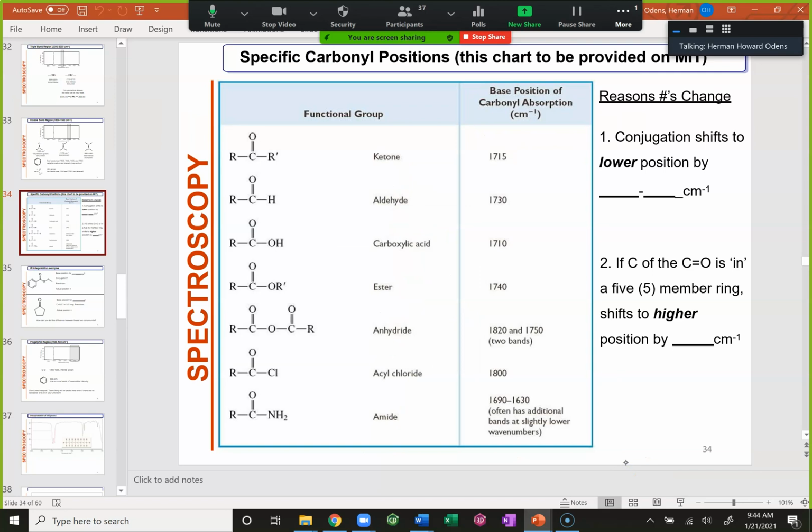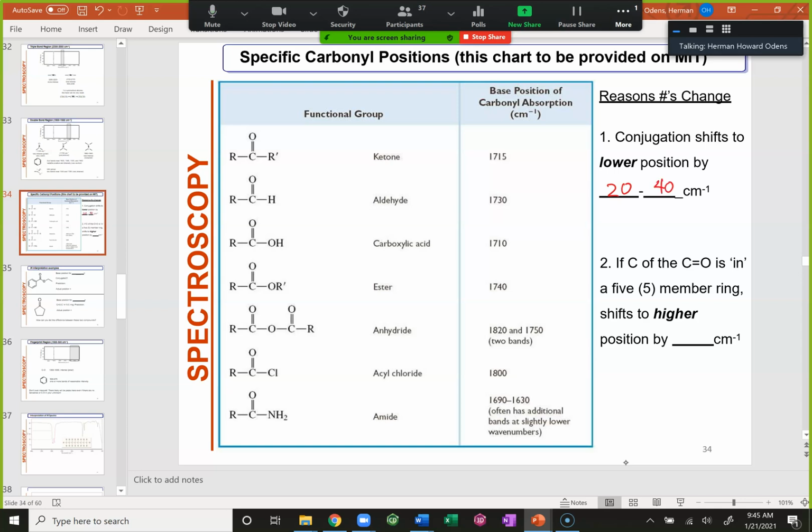This is the thing, though. In chemistry, nothing is so precise and accurate. There's always exceptions, and there's always rules. So here are a couple of rules for the conjugations. The conjugation of carbonyl groups will shift the signal to a lower position by 20 to 40 reciprocal centimeters.